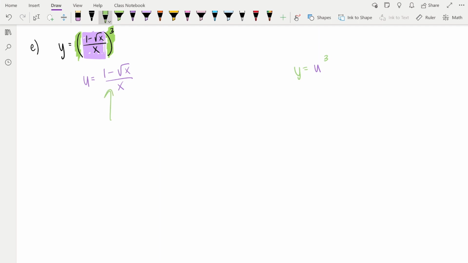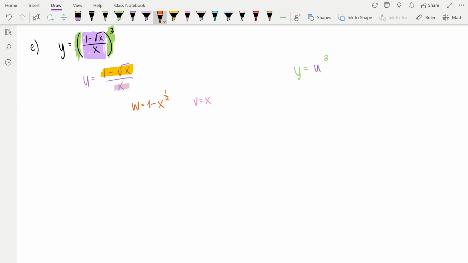So I want to take the derivative of this u function here, but it itself requires another rule. I can see that there's a numerator and a denominator. Let's call the numerator, I can't call it u, I've already used u, so I'm going to use w. So I have w equals 1 minus root x, which I may as well already write as x to the power 1/2. And then I have my denominator, which I can still call v, since I haven't used v yet, so v equals x.